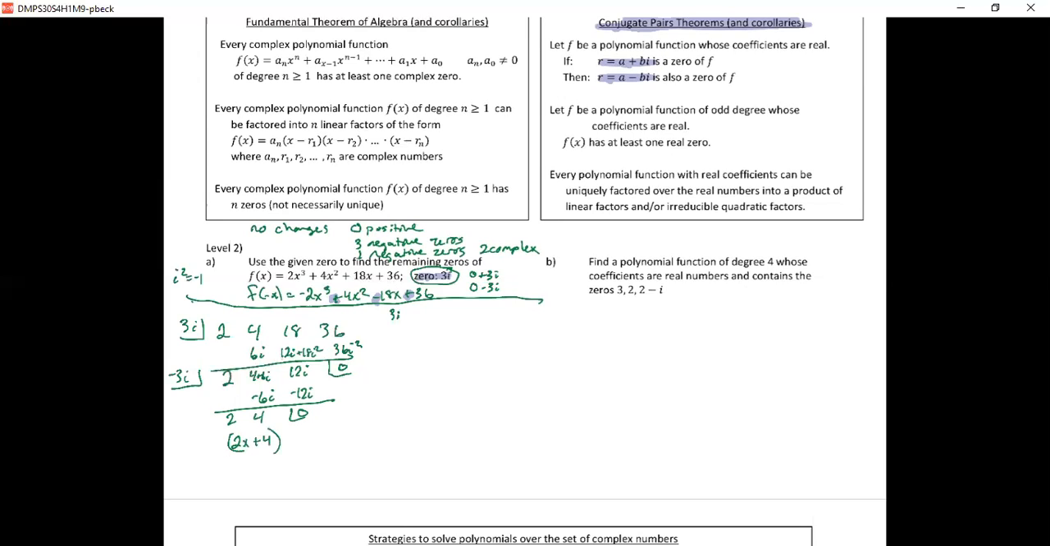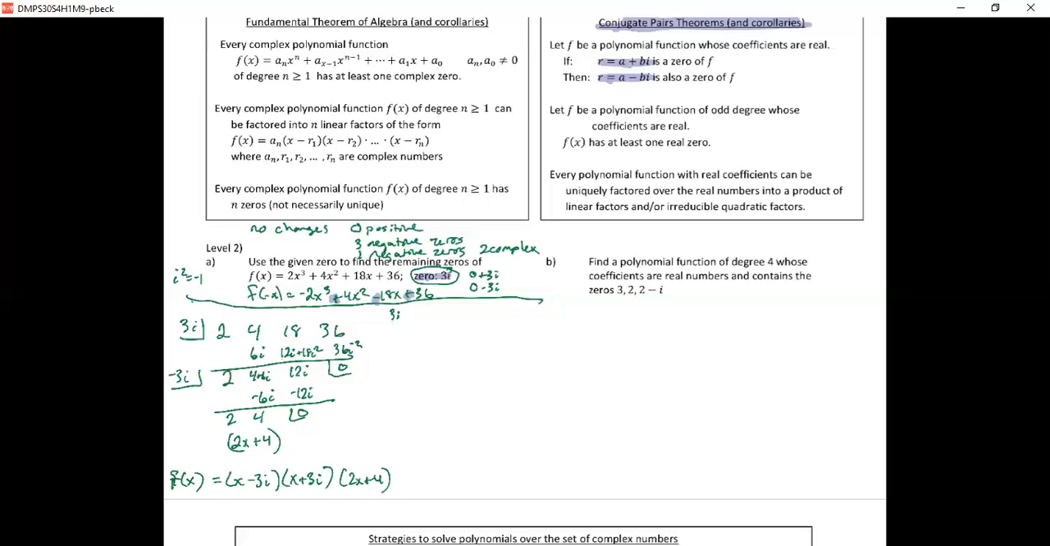So, long story short, what we did was we took our function, which is f of x. I'm used to writing p of x now. So we took our function f of x and we broke it into x minus 3i from the first 0, x plus 3i from the second 0, and then 2x plus 4.